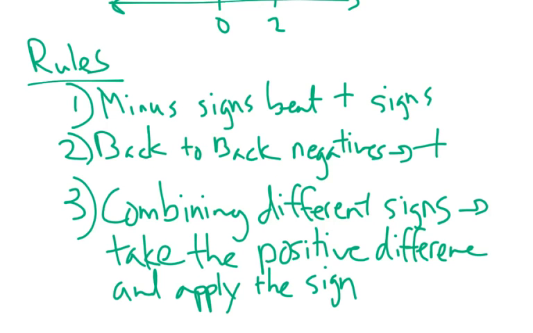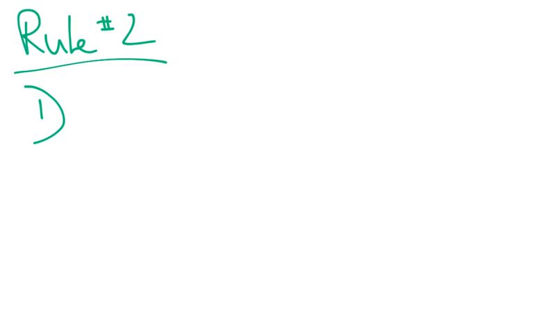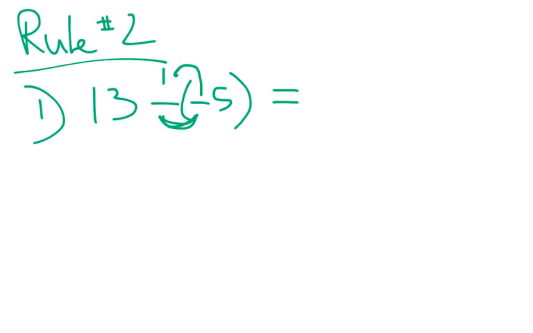Now, let's talk about rule number 2. Back-to-back negatives become a positive. The way this works, let's say we had 13 minus a negative 5. Notice how these signs are back to back. One way you can look at it, and if we were in person, I'd have a visual demonstration, is to take this component and turn it into a vertical one, and you bring it down, and look at that. You have 13 plus 5 for 18.